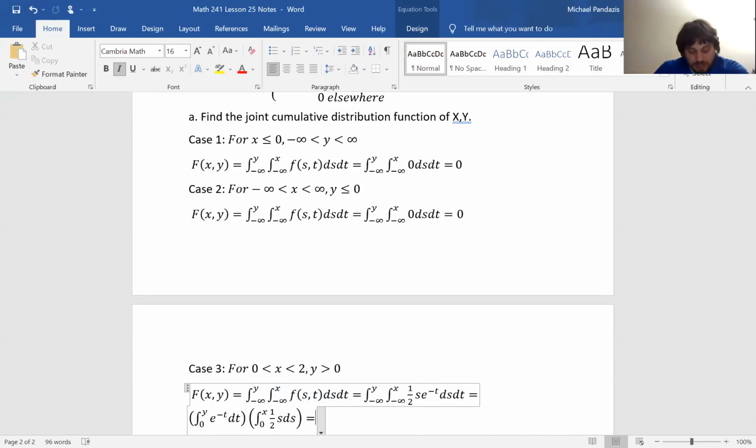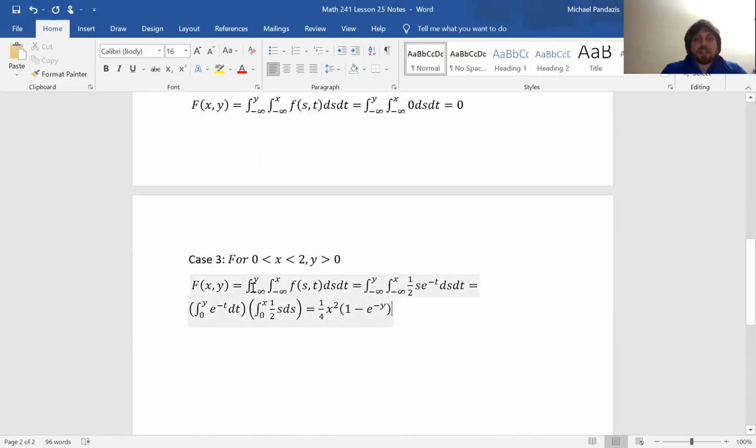Okay, and so then that is equal to 1/4 x squared. So you just evaluate this integral, and you get 1/4 x squared, and then you evaluate the other integral, and you get 1 minus e to the negative y. Okay, so then capital F of x comma y is equal to this for this range of x and y values. Okay, that's case 3.